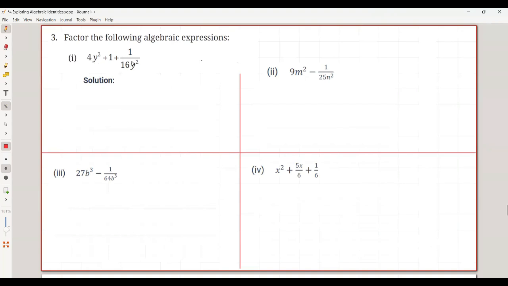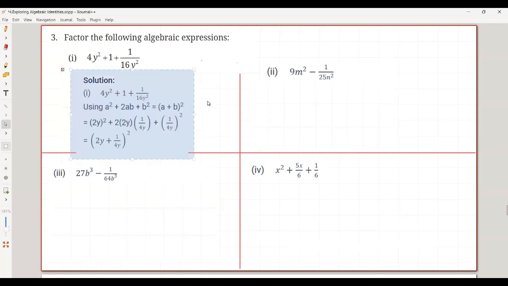So first of all, you have to see the question and understand what is the correct identity that can be used for factorizing this. Question number 1, 4y square plus 1 plus 1 by 16y square is given. So this is a square identity. Everything is plus, that means choose only the plus identities. Now this is in the form of a square plus 2ab plus b square. Therefore I can just use a plus b the whole square.